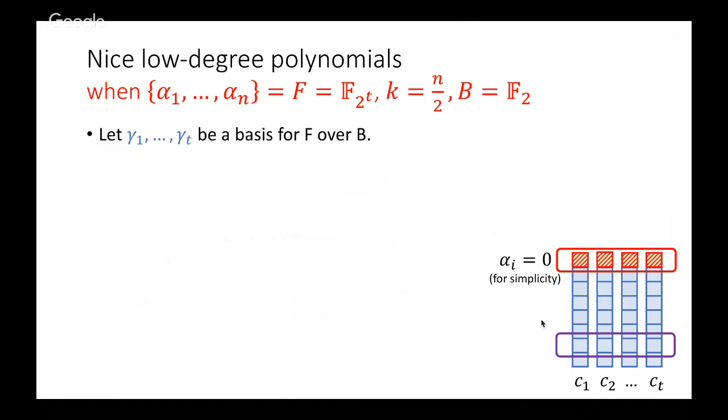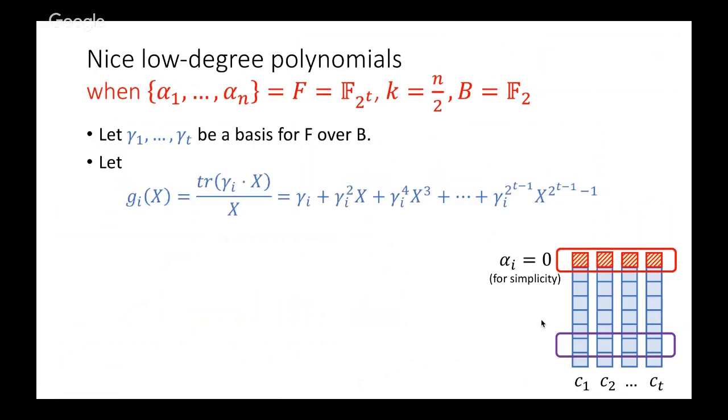So remember, F is a vector space over B, so it has a basis. So gamma 1 through gamma t can be that basis. And then I'm going to define my polynomials. These are going to be polynomials, which I'm going to think of as code words in the dual code. Here they are. I'm just completely pulling them out of a hat, but this turns out to work.